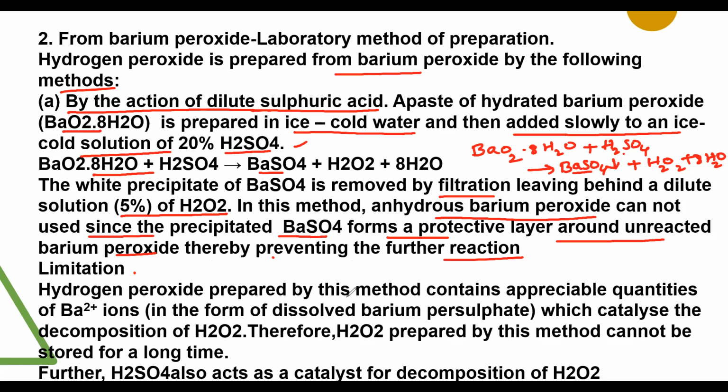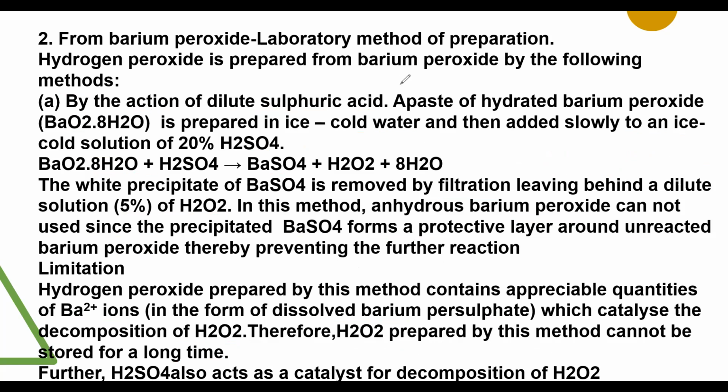Hydrogen peroxide prepared by this method contains appreciable quantities of barium ions in the form of dissolved barium sulfate, which catalyze the decomposition of hydrogen peroxide. Therefore, H2O2 prepared by this method cannot be stored for a long time. Further, H2SO4 acts as a catalyst for decomposition of hydrogen peroxide. So we have to do this reaction quickly, and it cannot be stored for a long time. This is the first preparation, from hydrated barium peroxide.